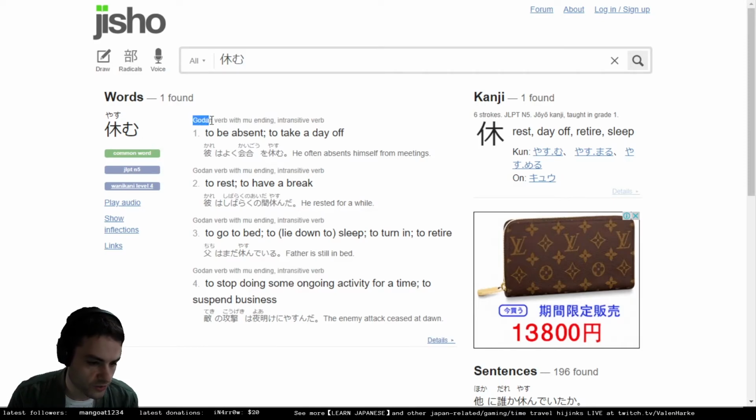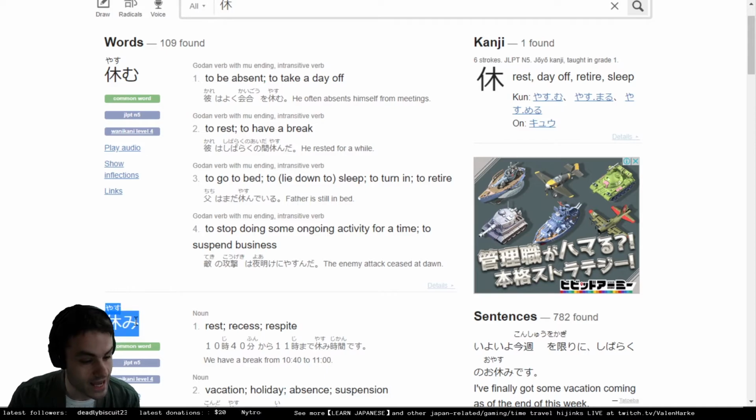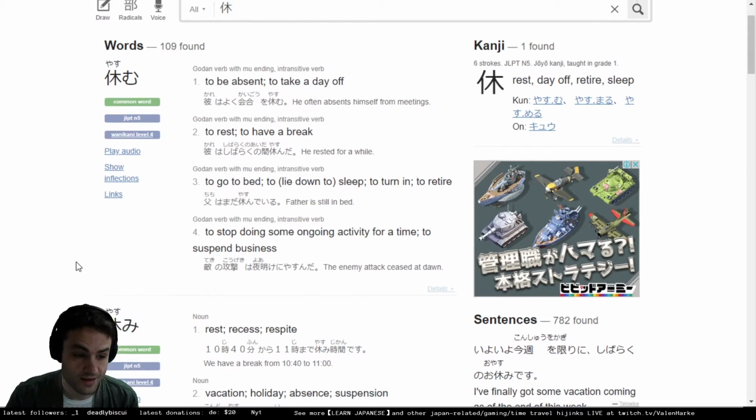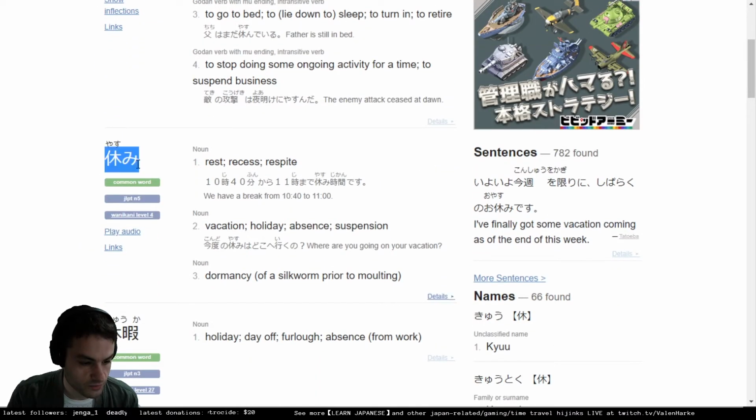You don't need to know about godan or any of that right now. That's just the classification of what type of verb it is. It doesn't mean anything to you right now. Here's what it's telling you, though: verb with a mu ending. And let's say you just put the kanji there. It's going to ask, are you trying to say yasumu, or are you trying to say yasumi? Because yasumu would be a verb, and yasumi would be a noun.